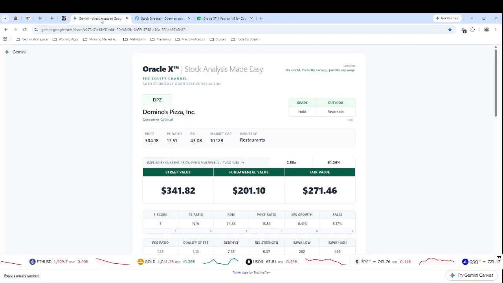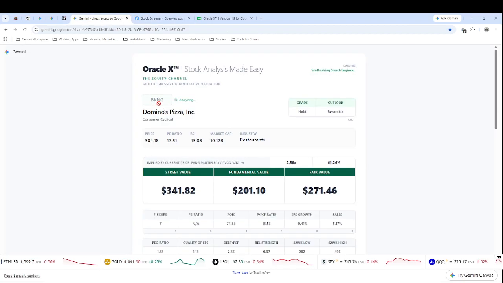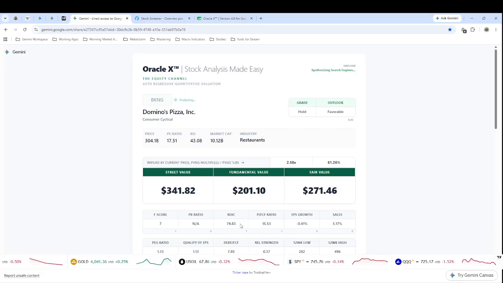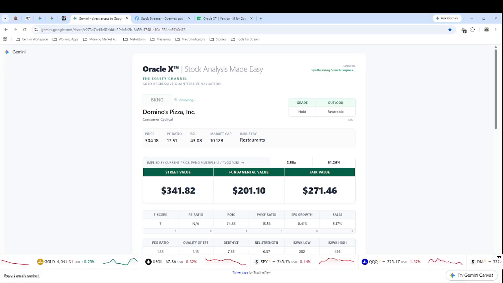Booking, BKNG. They have to have 3 of those things there: the F score, return on invested capital, the relative strength. I want all 3 of those things.